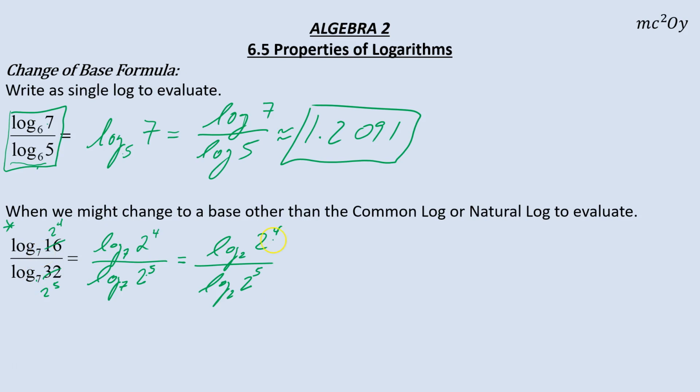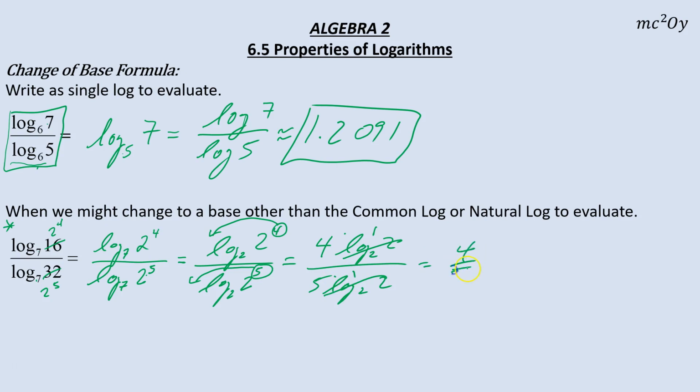Okay? And now looking at this, I can apply the product property. Bring that out in front. And bring that out in front. Or excuse me, not the product property, but the power property. So that becomes 4 log base 2 of 2, and this becomes 5 log base 2 of 2. Well, log base 2 of 2 is just 1. That says 4 times 1 and 5 times 1, which is just 4/5. Okay? So you've evaluated it without using natural log or common log, and you could use those, but you'd still get 4/5 or 0.8.